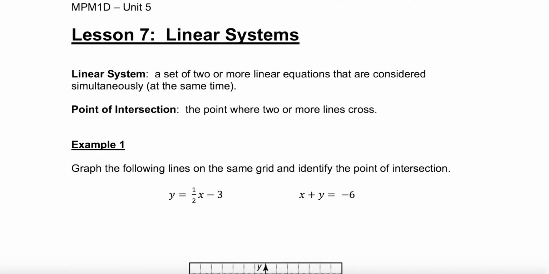Lesson 7 is on linear systems. This is the last lesson in this unit. A linear system is a set of two or more linear equations that are considered simultaneously, at the same time. So basically what we're talking about now, instead of just putting one line on a graph, we're going to put two lines on a graph. And then the point of intersection will be the point where two or more lines cross.